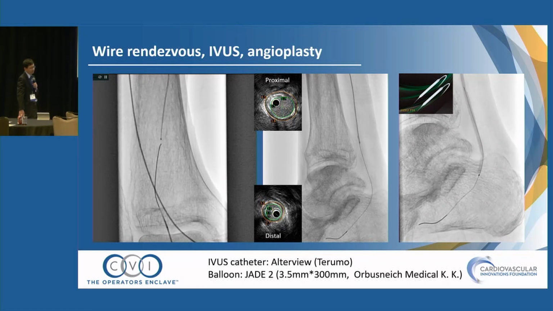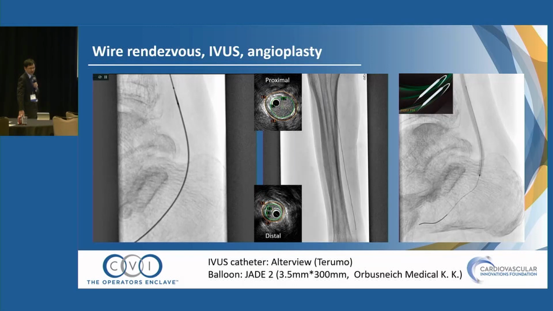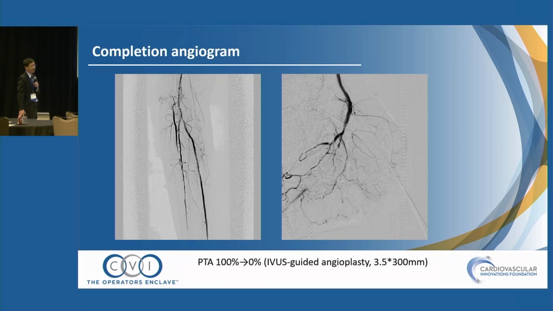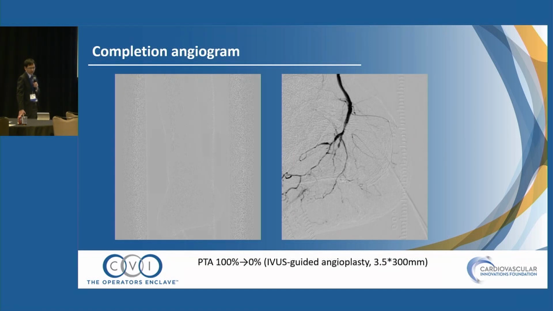After successful wire crossing, vessel diameter was evaluated by IVUS. The vessel diameter of the distal posterior tibial artery was 3.0 millimeter, while the proximal side was around 4 millimeter. The lesion was fully dilated by a 3.5 millimeter Jade 2 balloon with nominal pressure. Here is a completion angiogram. The posterior tibial artery to calcaneal branch was successfully restored, and wound blush at the heel was observed, which is expected to accelerate the wound healing.